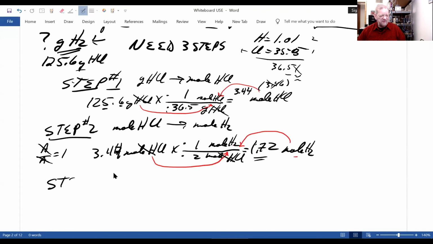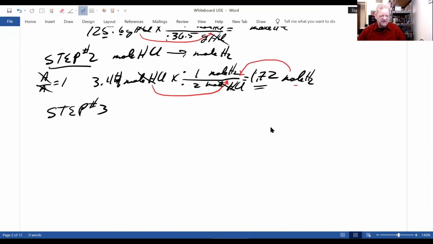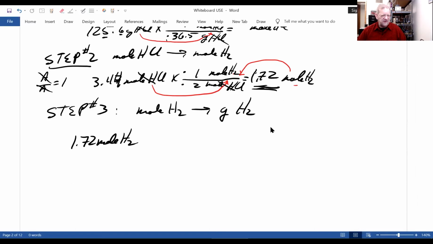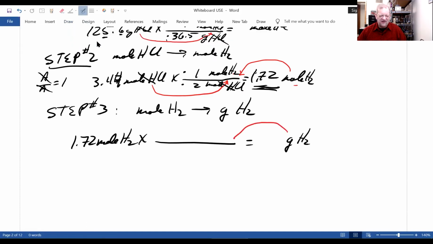And now I'll do step number 3, which is whatever I just calculated the moles of, I'll convert to grams of that compound. So in this problem, that would be moles of hydrogen, 2 grams of hydrogen. And therefore, I have 1.72 moles of hydrogen, which I calculated here in step 2. And if I had a ratio, I'm trying to get to grams of hydrogen. And how do you proceed? You use your good buddy, your good friend, unit analysis. Whatever I'm trying to get to goes on top. Whatever I'm trying to get rid of goes underneath.